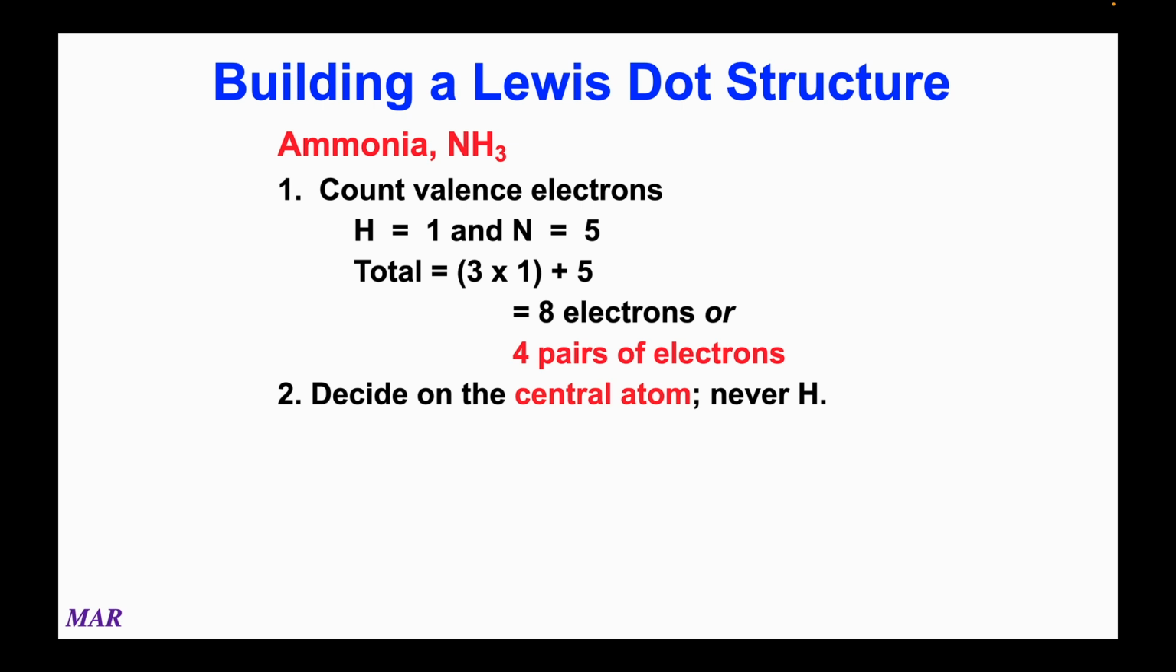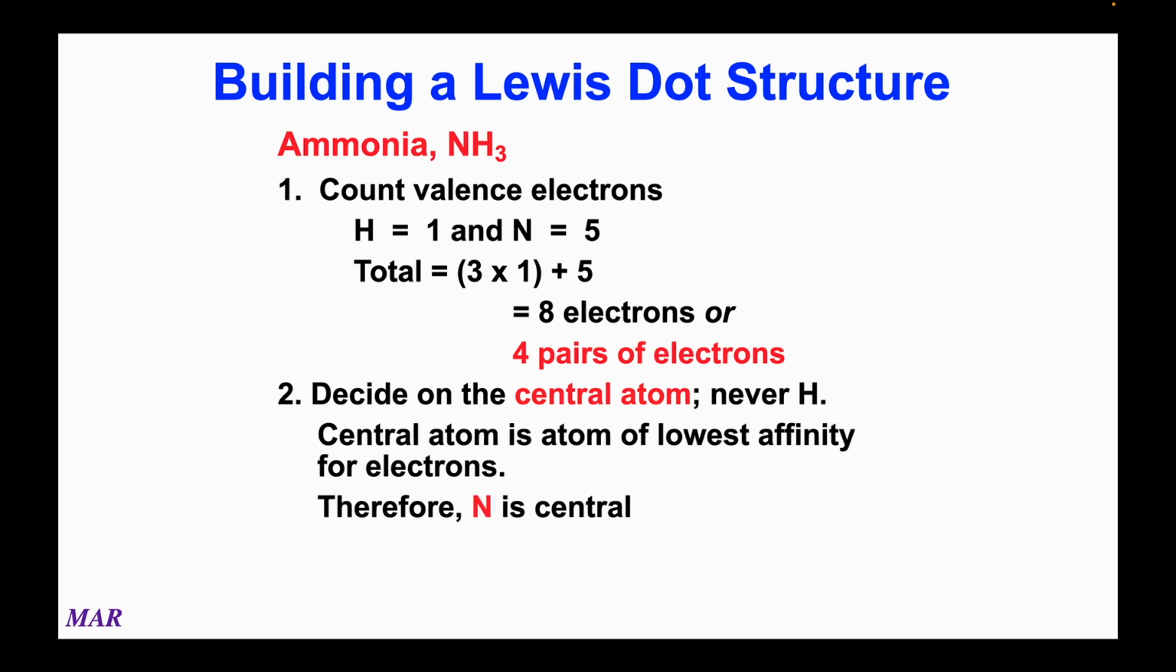To be honest, most of the time, it's the first atom listed. So in NH3, that's going to be nitrogen. But here's a caveat: it's never going to be hydrogen. Water is H2O, but you don't want to put hydrogen in the middle. Hydrogen can only handle 1 bond. It doesn't have the power to be the central atom. So if you see H2O, you would put oxygen in the middle, but 99% of the time, the first atom listed is the one that goes in the middle. So it's going to be nitrogen in this case.